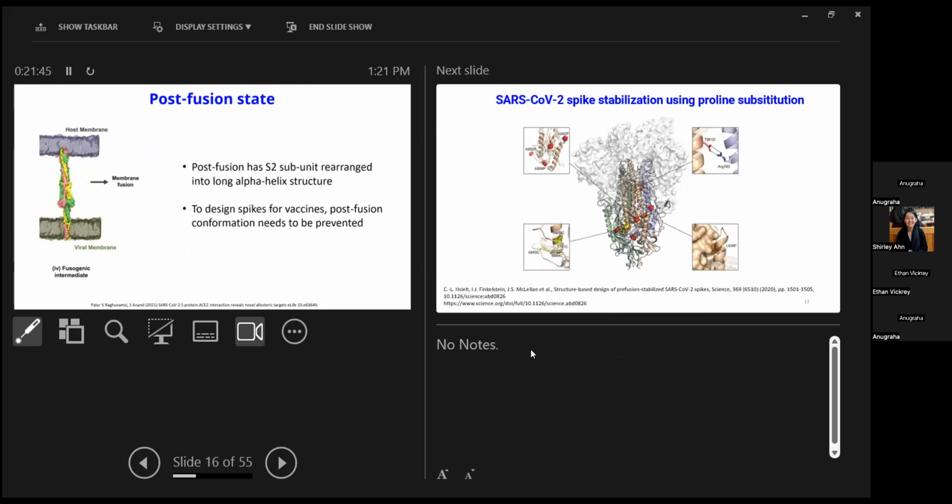So this is the post-fusion state. For antigen development, we would want to suppress the post-fusion state. That is why we are doing this current work. With our collaborators, we are trying to produce antigens which are stable in the prefusion form. So that's why I just introduced some concepts.